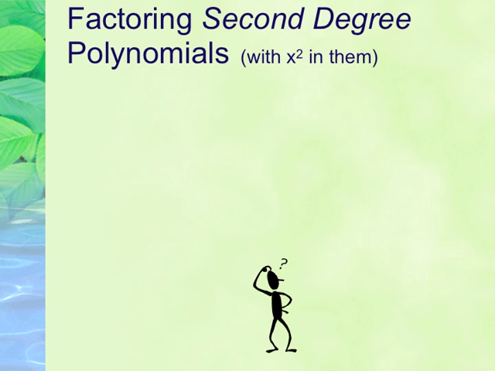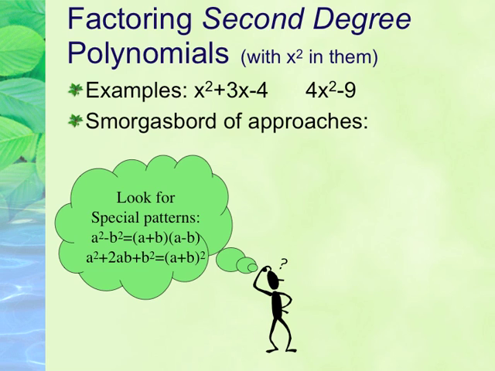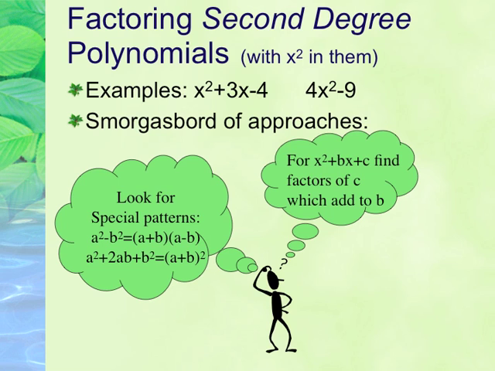So let's summarize a little bit about what we know. What do we do to factor second-degree polynomials? That's polynomials that have an x squared term in them. So here are two different examples of things we've learned how to factor so far. And we have a couple of different approaches. One is we can look to see if there are special patterns at work. One is we can ask ourselves, what are the factors of c, the constant at the end, that add up to b, the number in the middle?